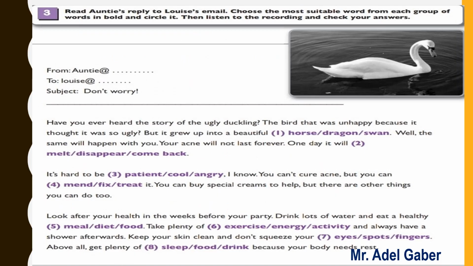Look at your workbook page 24, activity 3. Read Auntie's reply to Lucy's email. Choose the most suitable word from each group of words in bold and circle it. Read the whole letter before you start choosing the words in order to get the sense of it. Now, stop the video and read this letter.